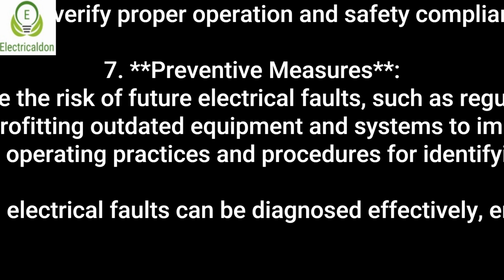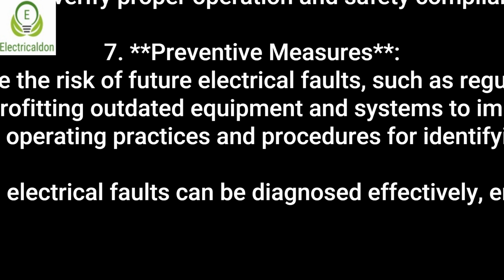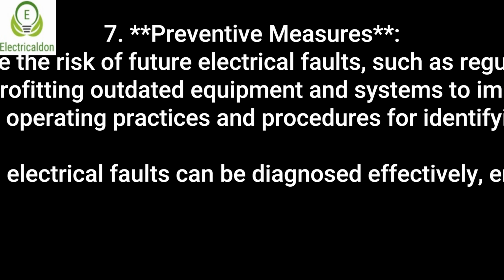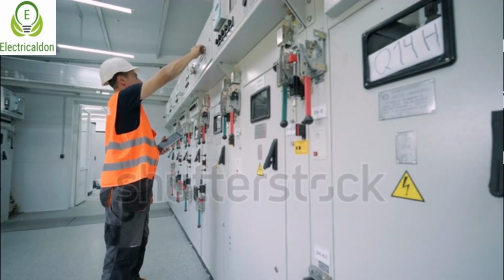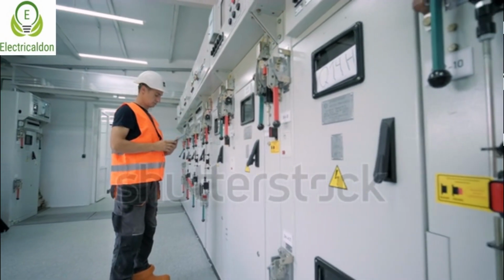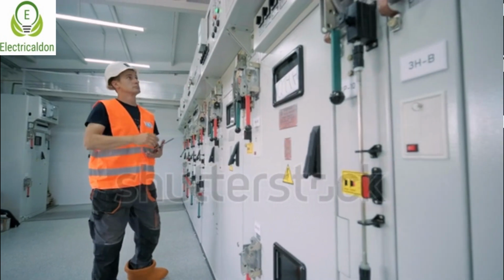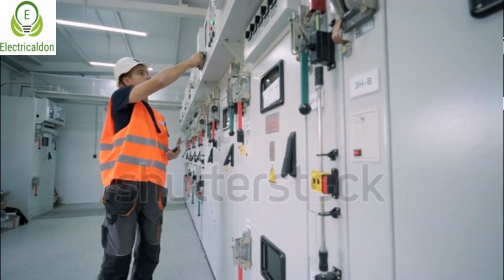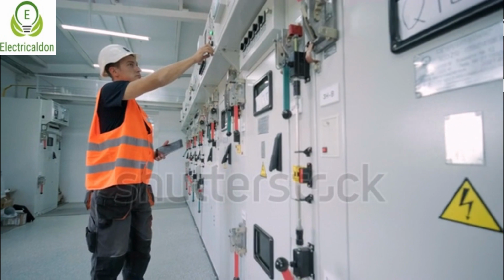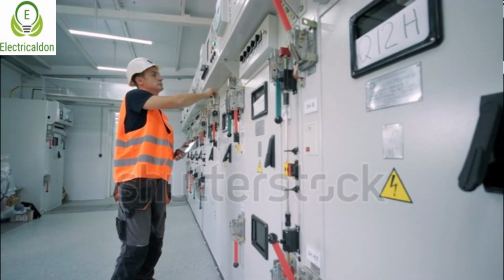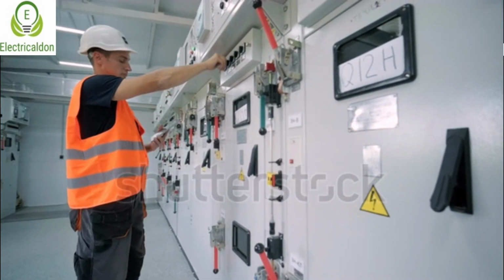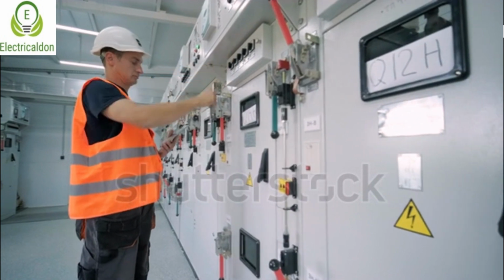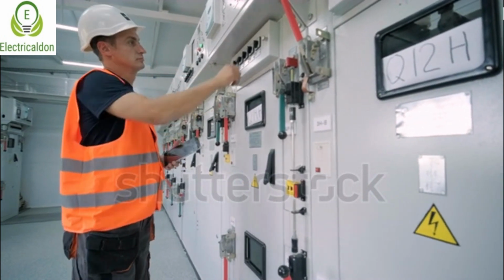6. Repair and remediation. Once the fault has been identified, proceed with repairing or replacing the faulty components as necessary. Follow manufacturers' recommendations and industry best practices for performing repairs and ensuring the integrity of the electrical system. Test the repaired or replaced components to verify proper operation and safety compliance before restoring power to the system.